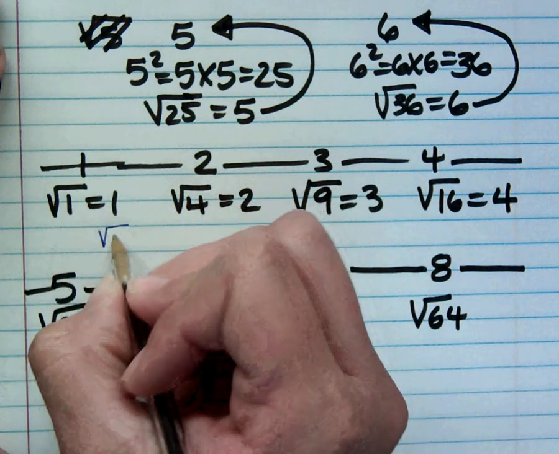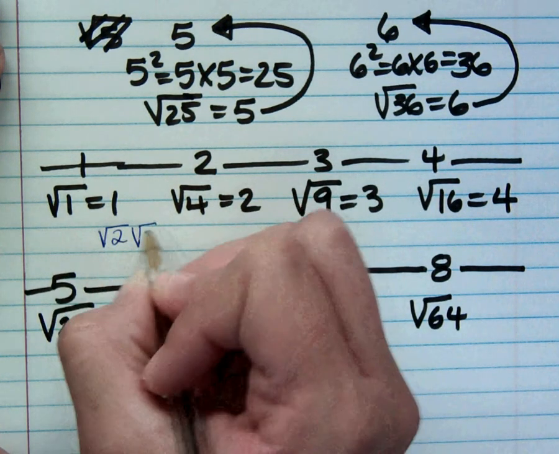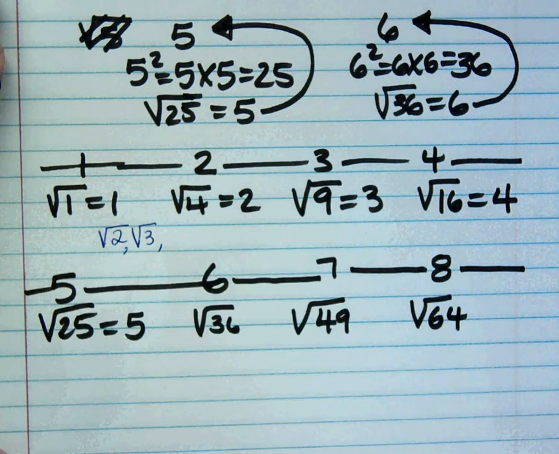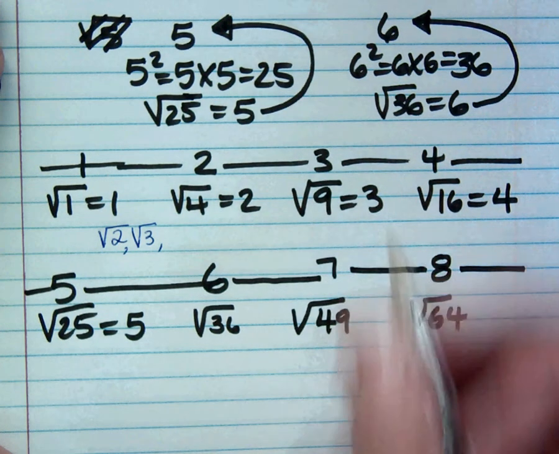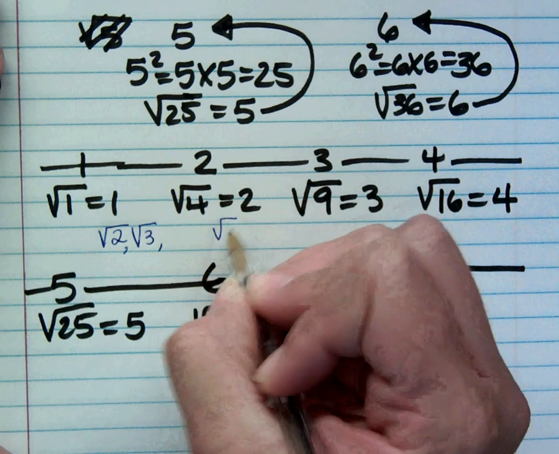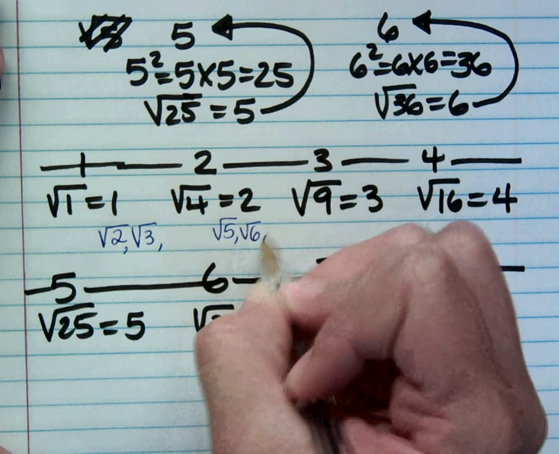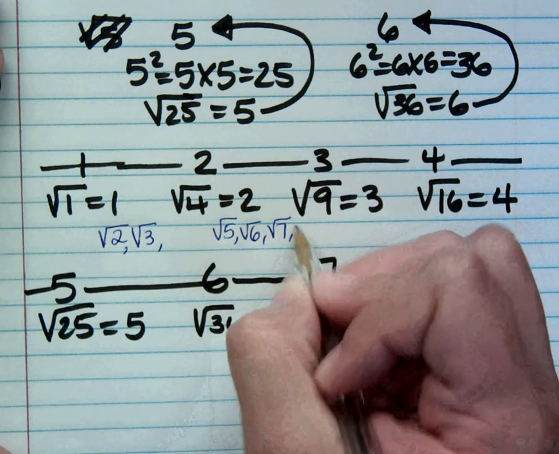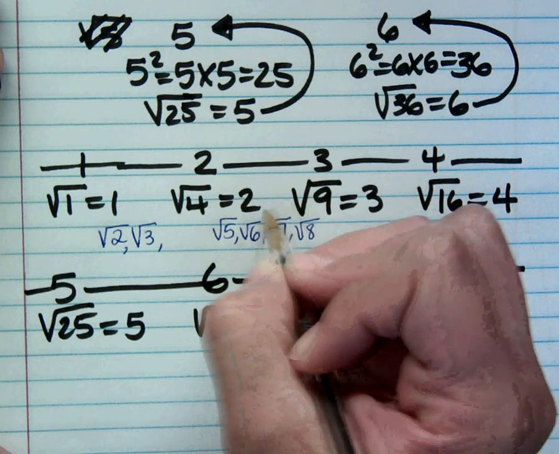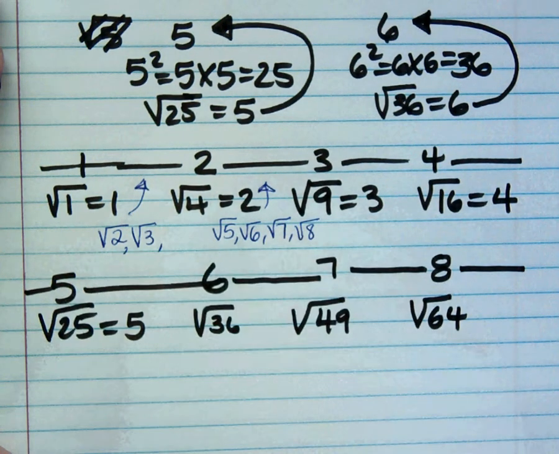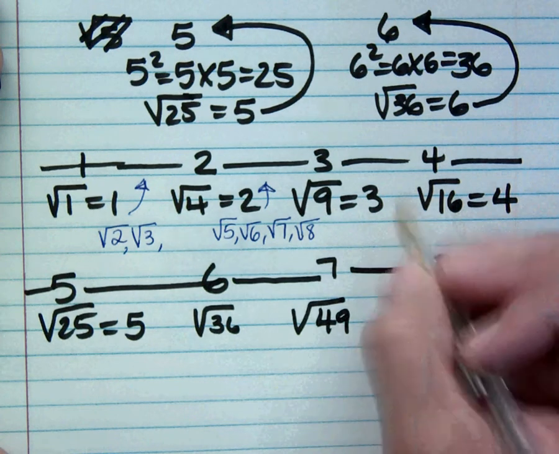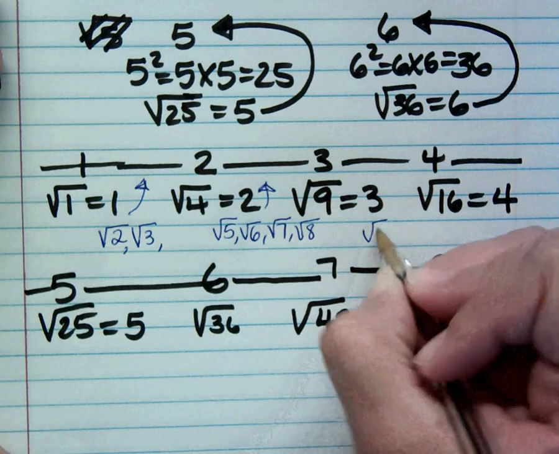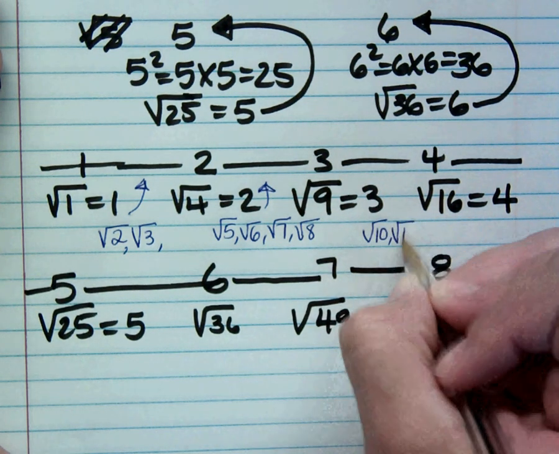The square root of 2 is in there, square root of 3. Those two numbers are in there, so they don't have perfect squares. Over here I have a square root of 5, square root of 6, square root of 7, square root of 8 that fall into this section here. The question is, what are those called, or what do we do with them? They are actually called irrational numbers, which is what this whole lesson is about.